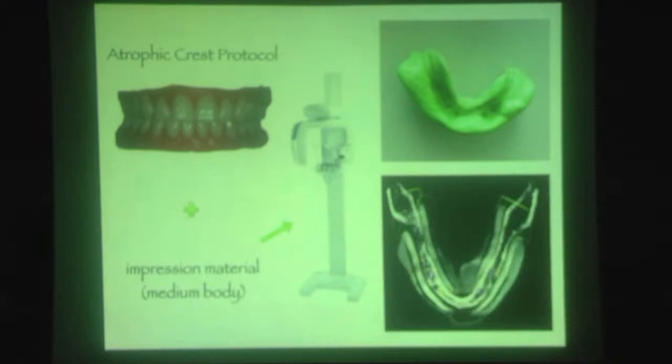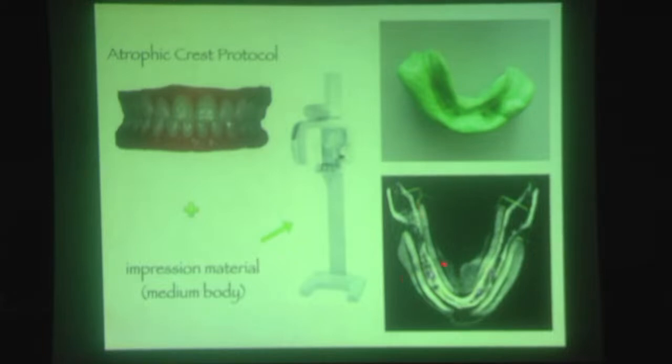In the atrophic crest protocol, we create the wax-up model, and after having the wax-up model, we place a medium body impression material inside and put it in the mouth. We have to be a little quick, and then close in centric relation and get the tomographic X-ray. If it is edentulous, it'll be good. If it's an atrophic edentulous case, it is crucial.